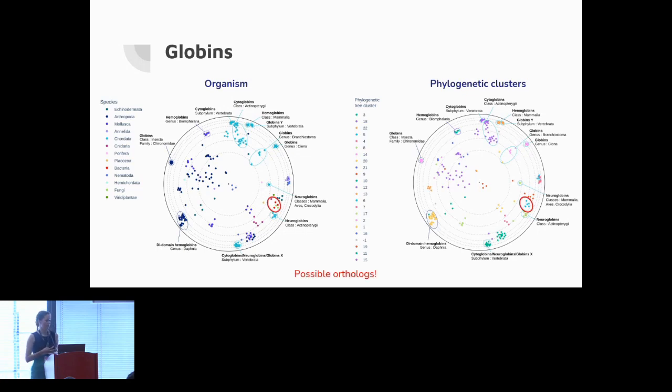And what is even more interesting, for some of them, we have different coloring in the projections. So you can see that on the left, you have some hemoglobins coming from bacteria and fungi, which on the right side are colored in the same color because they are evolutionarily related, and thus this kind of projection can provide us with information on the possible orthologs present in our data.